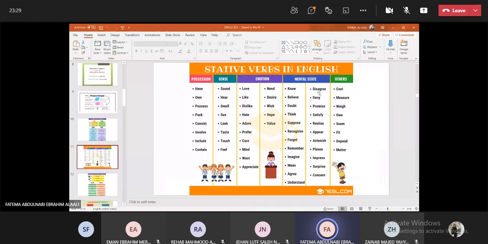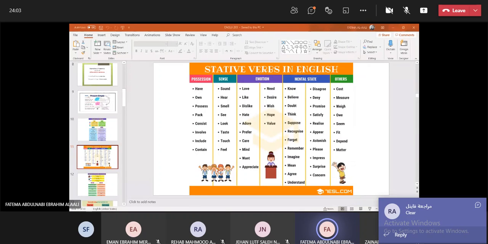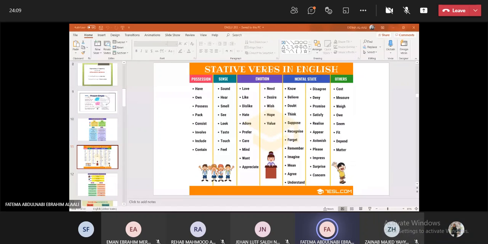So I have finished the present simple rule. Is there any question about this rule, or shall I continue to the next one? Is there any question about present simple? It's all clear. Okay, that's good.